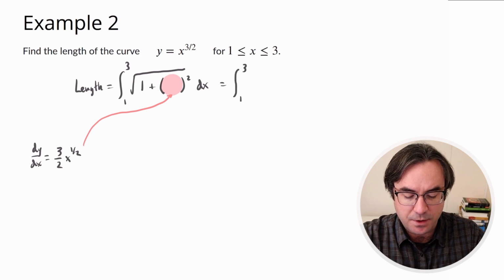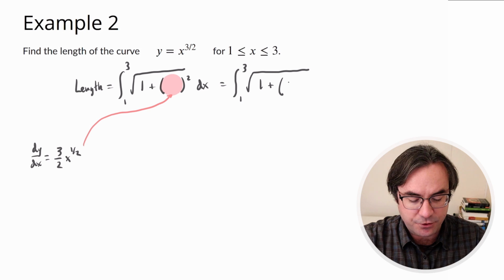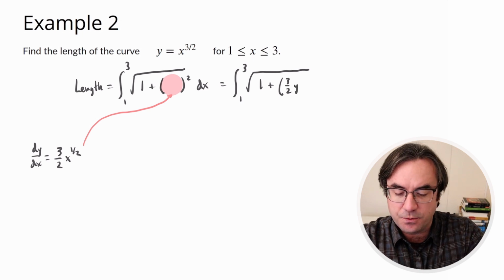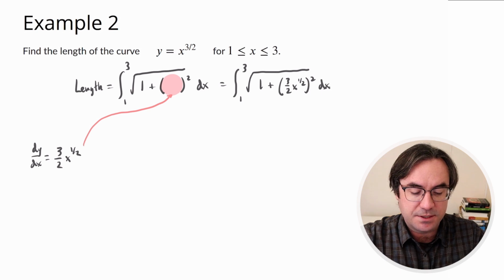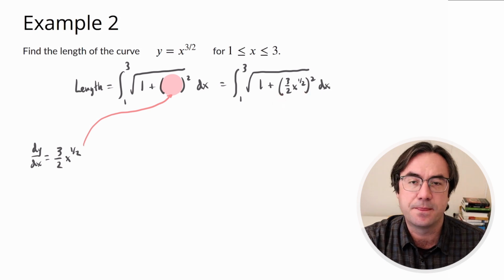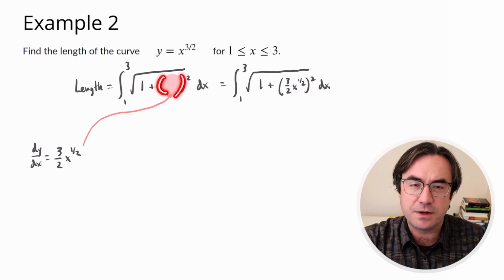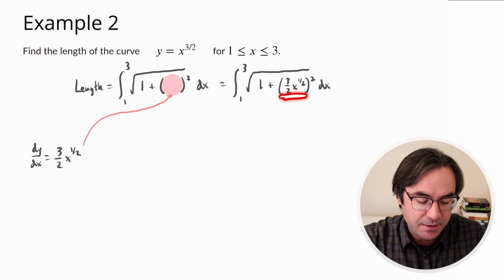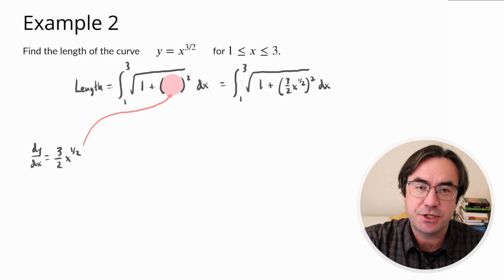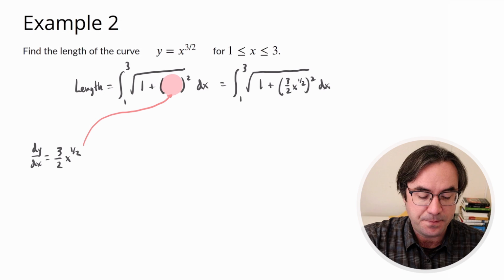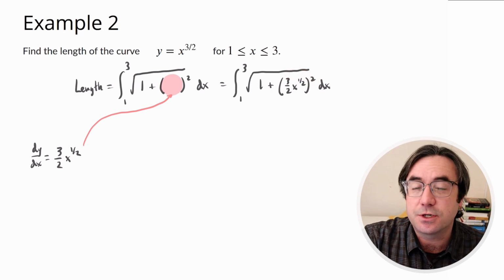So we end up with the integral from 1 to 3, and we have our 1 plus that derivative squared. Now, when you do this, (3/2 x to the 1/2) squared, it's important that you remember the parentheses here. I intentionally wrote these parentheses in, because when we have something like this, everything has to end up getting squared. So we've got some multiplication here between the 3/2 and the x to the 1/2, so this exponent can be distributed to each of those terms.